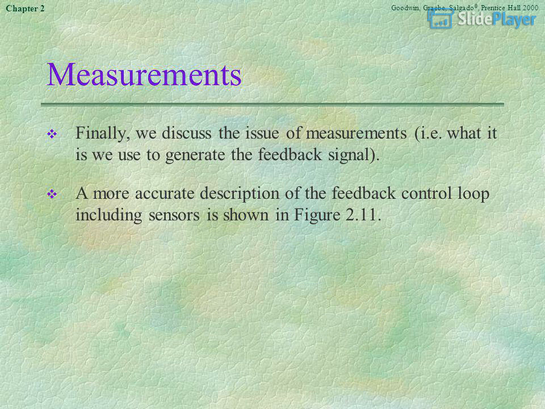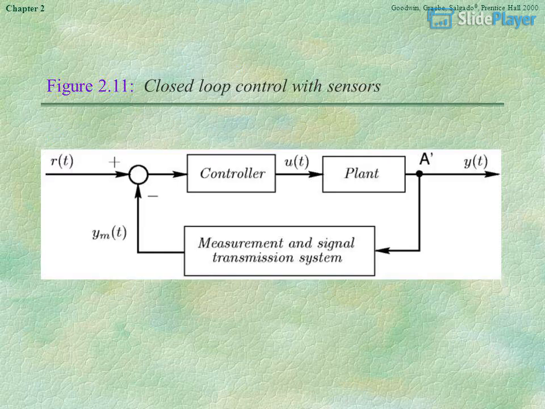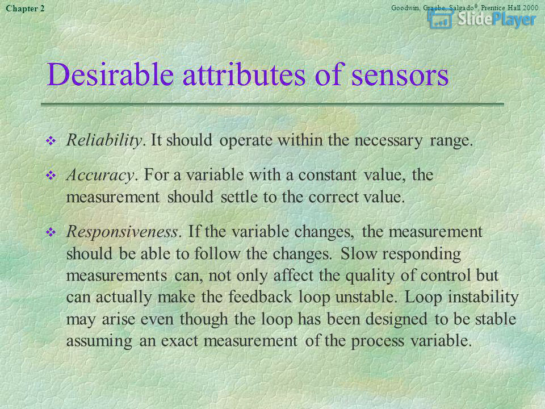Measurements. Finally, we discuss the issue of measurements, i.e. what it is we use to generate the feedback signal. A more accurate description of the feedback control loop including sensors is shown in Figure 2.11. 2.9. Measurements. Figure 2.11, closed loop control with sensors. Desirable attributes of sensors.